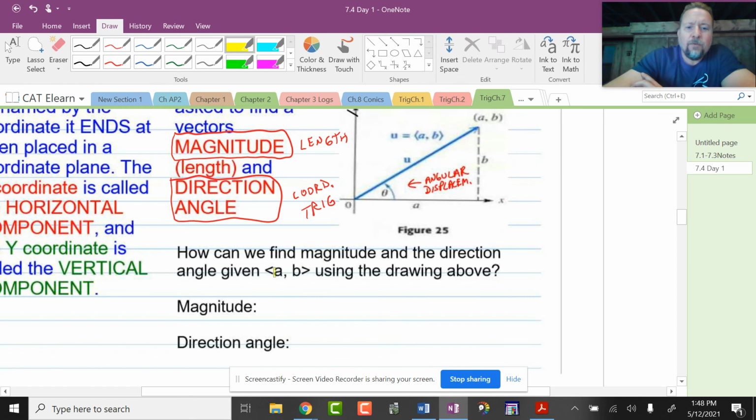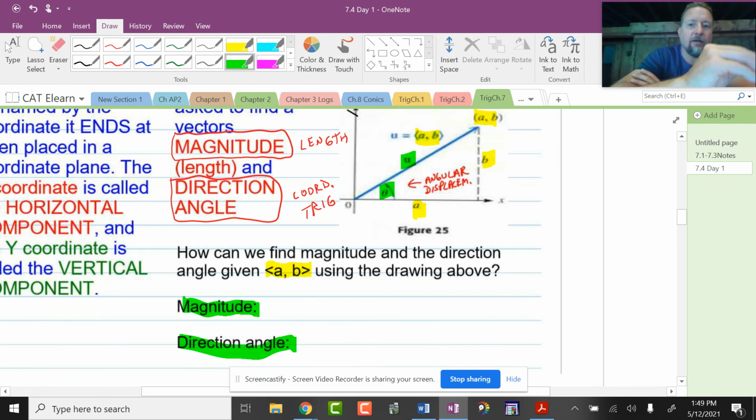How can we find the magnitude and direction when we're given A and B? So I'm going to highlight what you're given. Pretend those are numbers, so we know what A and B are. How would I find, in green, the magnitude and direction angle? So how would I find magnitude and direction angle?